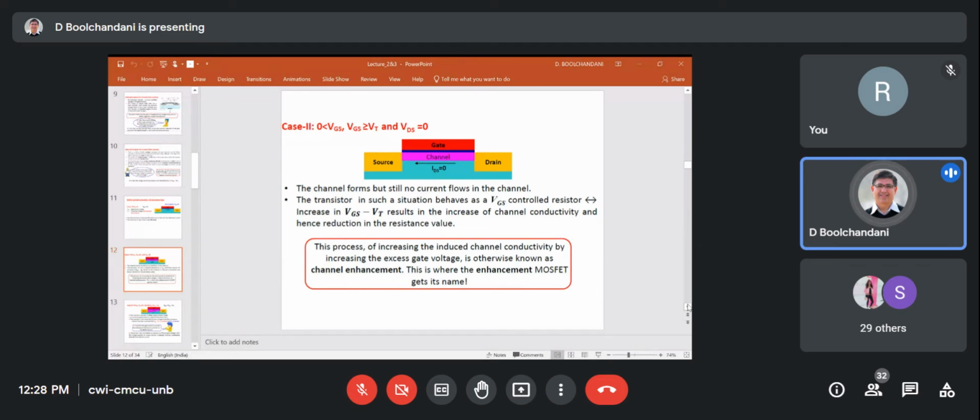Now, if your gate to source voltage is greater than the threshold voltage, a channel is formed, but still there is no current because there is no potential difference between the drain and source terminals. Your VDS is zero.